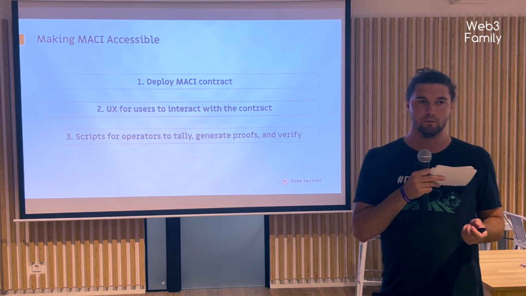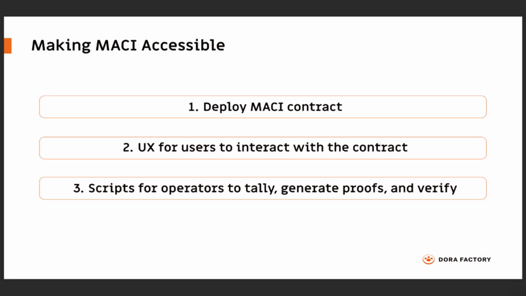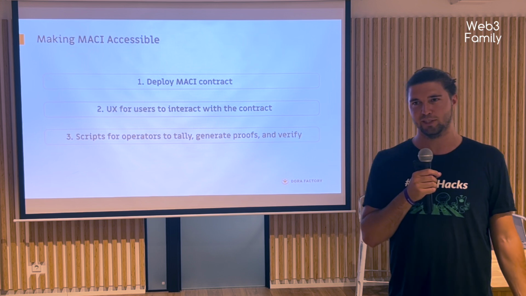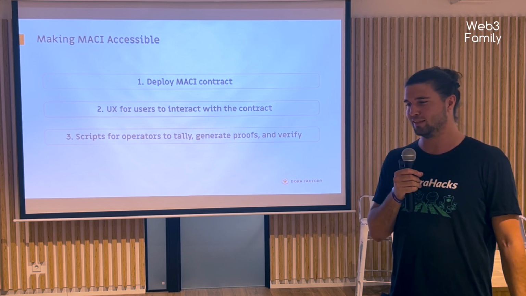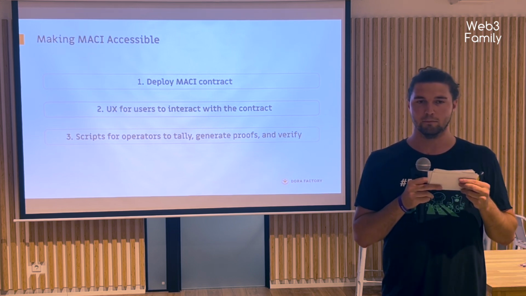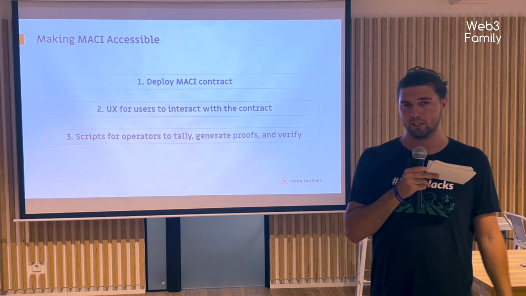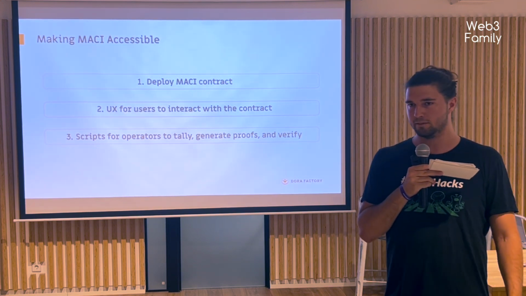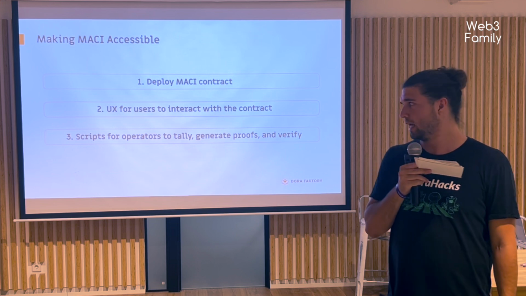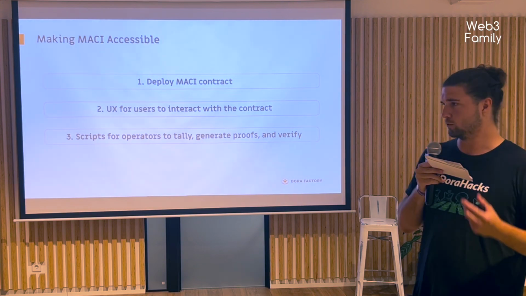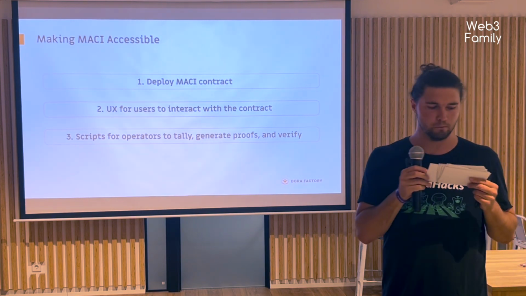We want to make MACI as accessible as possible. So if you look at traditional voting, you might need to go to your town hall in order to cast your vote, and blockchain should be not much more difficult. So ideally, MACI is very simple and accessible. We make it very simple from a user perspective to participate in different MACI rounds, but then also from an operator perspective, it's very simple to deploy your own MACI round. And also we provide scripts for the operator to tally, generate proofs, and also to verify those proofs.